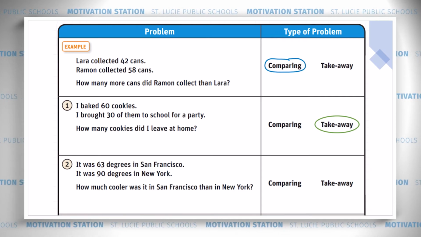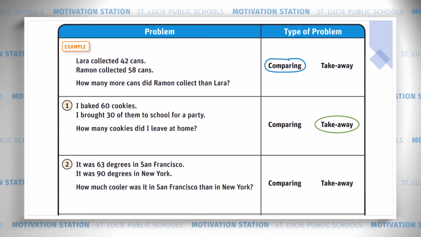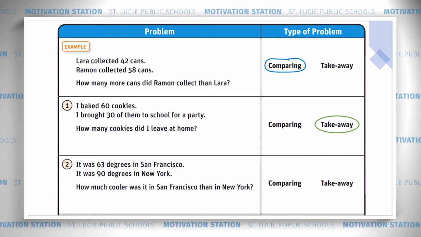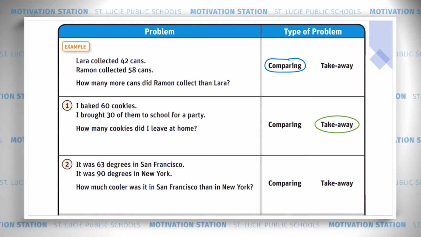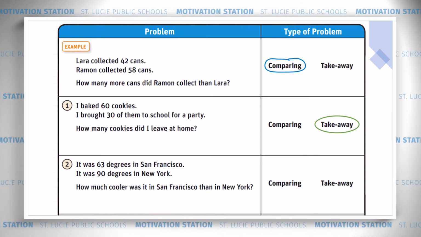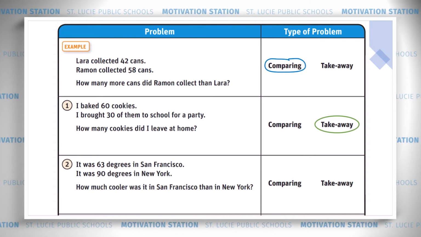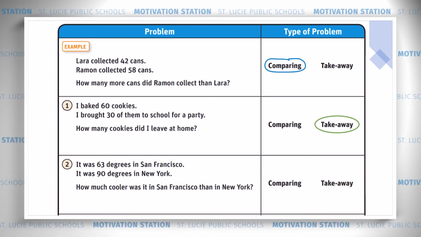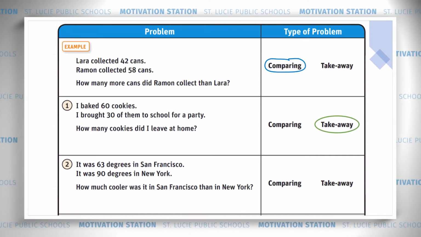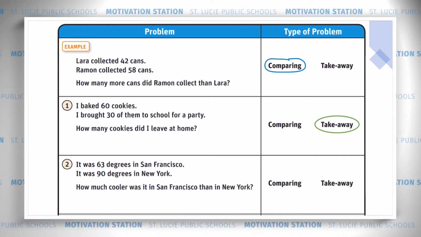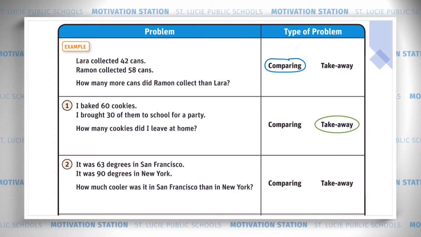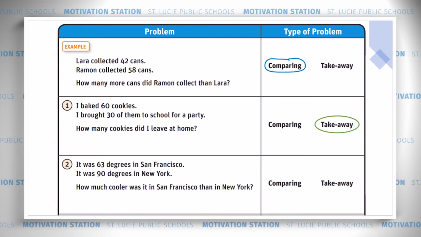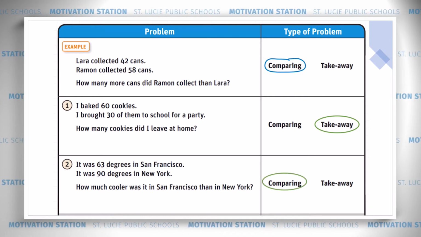Number 2, it was 63 degrees in San Francisco. It was 90 degrees in New York. How much cooler was it in San Francisco than in New York? Am I taking any degrees away from San Francisco? No. Am I taking degrees away from New York? No. Am I being asked to compare the temperatures in San Francisco and in New York? Yes. So this is a comparing problem.